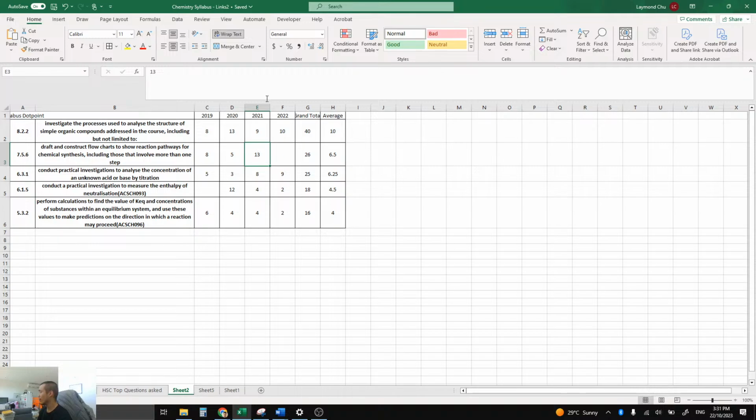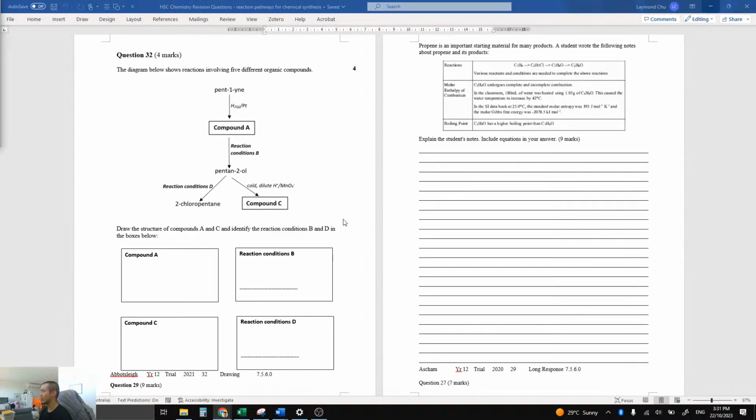So hopefully this one will come up in this year's paper, as I believe this one's quite easy to get marks off if you really know your reactions and know your conditions as well. So let's get on to it. Question 32 is from Abbotsleigh Trial 2021. These references will be at the bottom of every question, so if you need to know where it came from, feel free to look at those papers if you've got them.